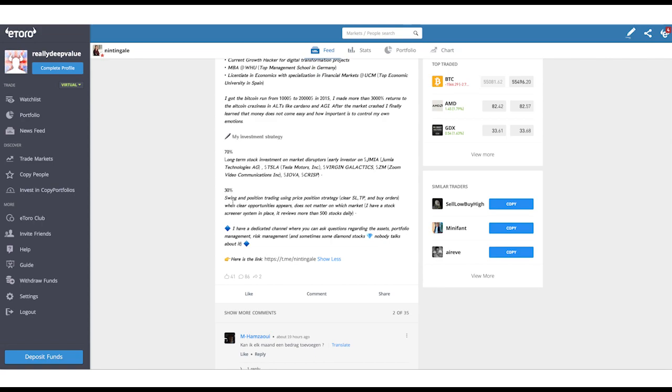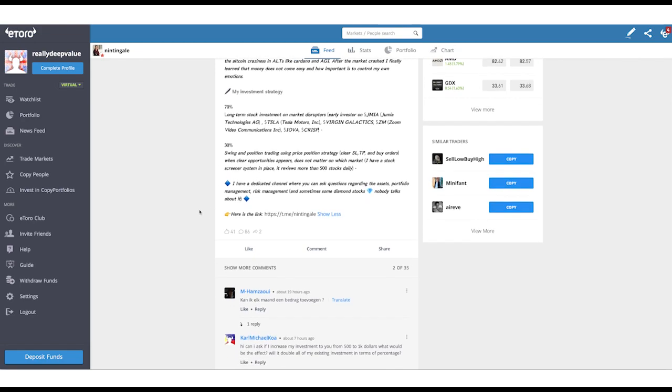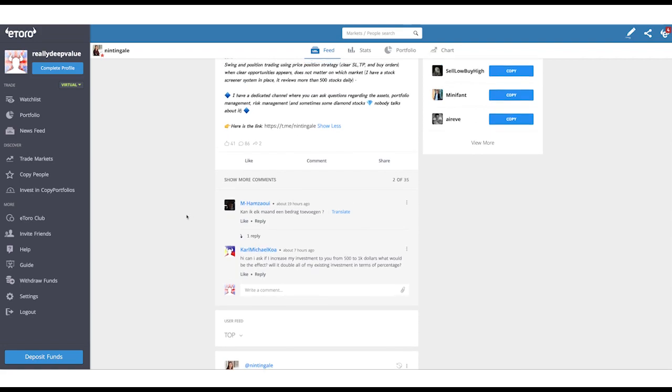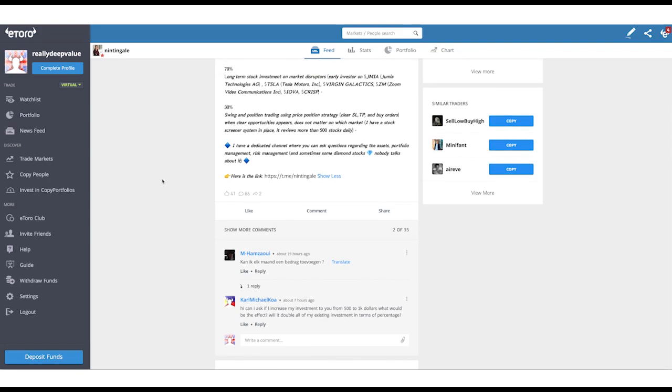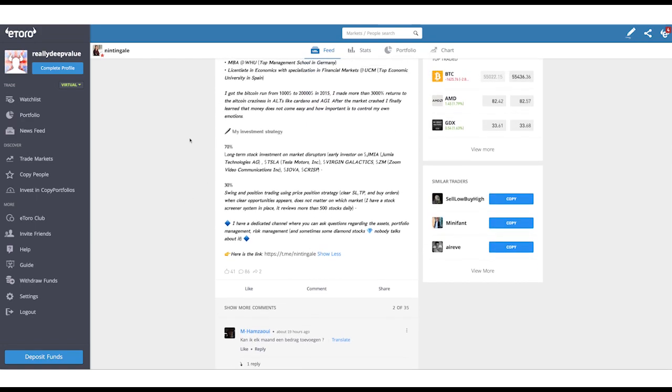And 30% of the portfolio is in swing and position trading using price position strategy when clear opportunities appear. So that gives you an idea about how she runs the money. And she also has a nice touch, which is a Telegram channel she's given you the link to. So you can get onto that and ping questions over to her about the decision making and the thinking that is informing that decision making, why a position is in the red, is it going to be closed, and so on. You can ask all that kind of stuff. So that's a nice little feature.